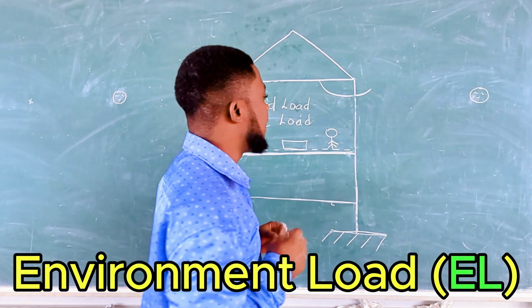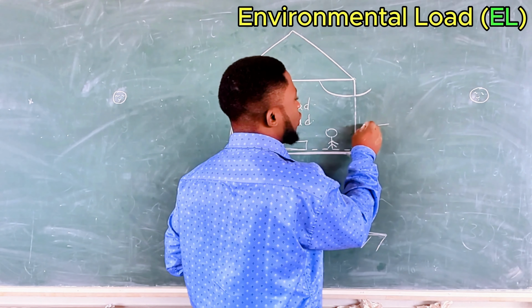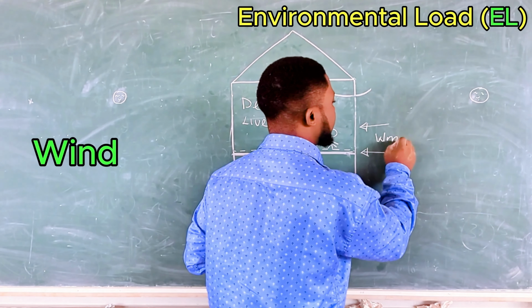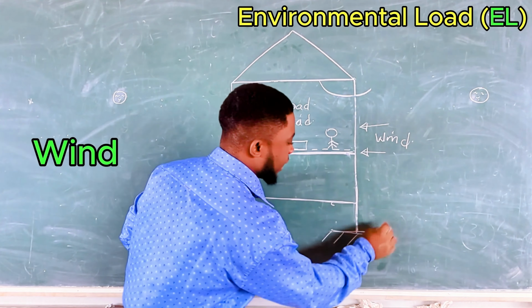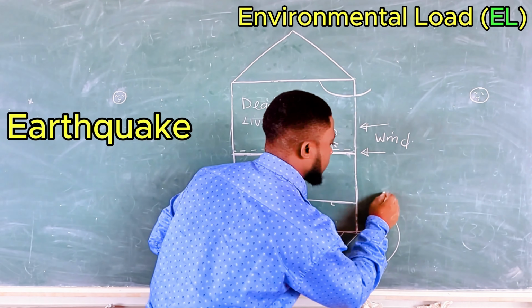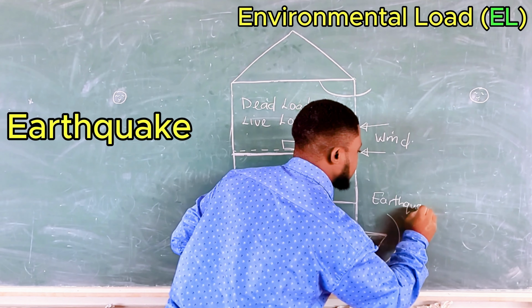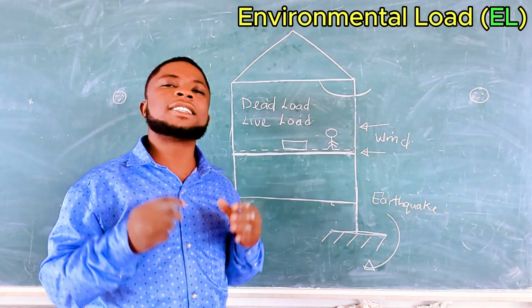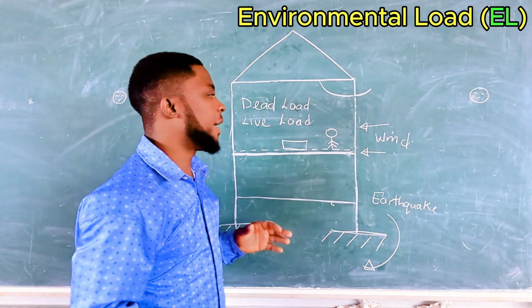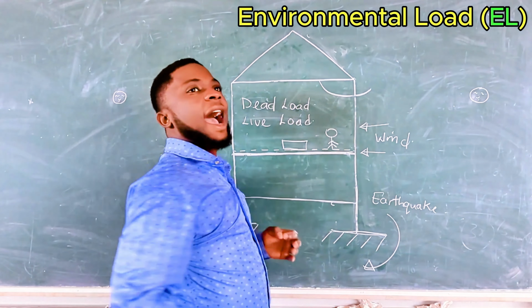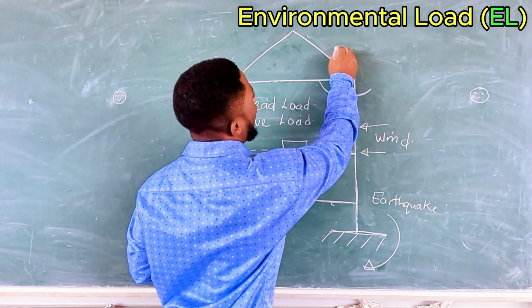The next type of load is the environmental load, which is caused by wind, or by earthquake. These are all loads that are applied by the environment on the structure, so they are called environmental loads. And equally, things like snow on the roof.